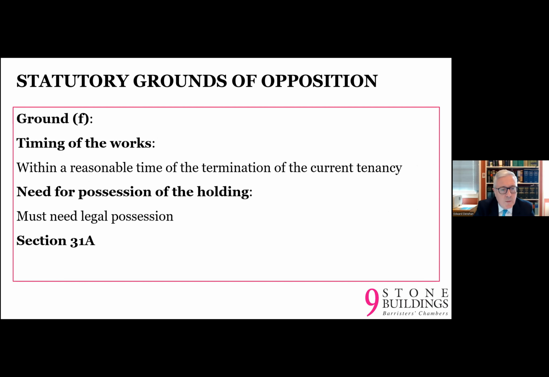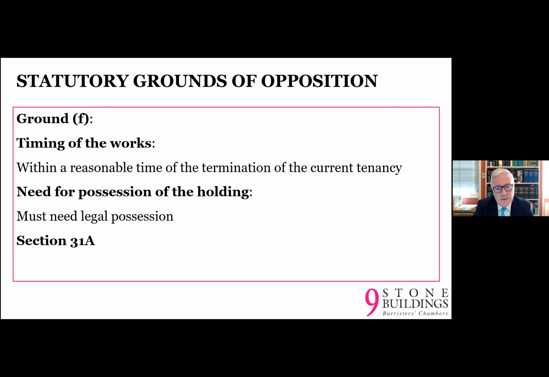Done all that. Timing of the works. Well, the ground says that on the termination of the current tenancy, the landlord intends to do the works. I'm paraphrasing. But what that means in reality, and of course it depends upon the nature of the works, is within a reasonable time of the termination of the current tenancy. As we've discussed, the current tenancy will finish 3 months and 21 days after the hearing is completed. The landlord doesn't have to show that on the stroke of midnight after that period, the builders go in or anything like that.